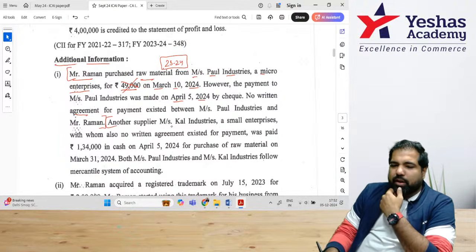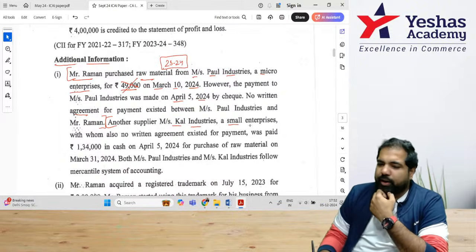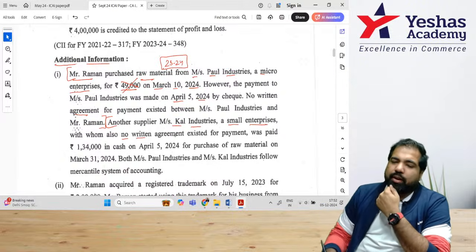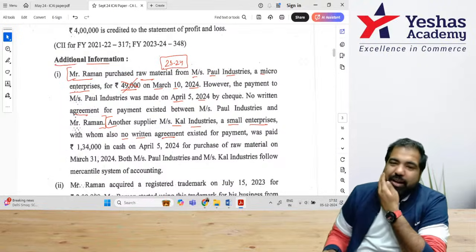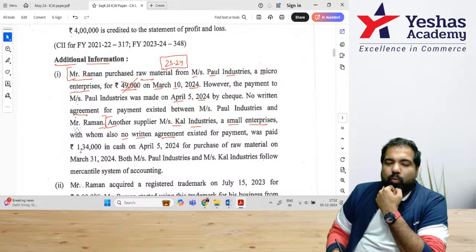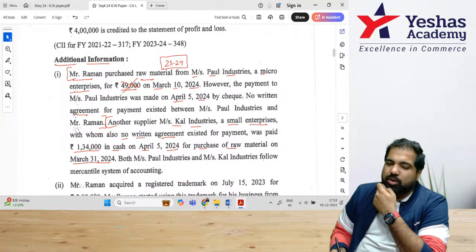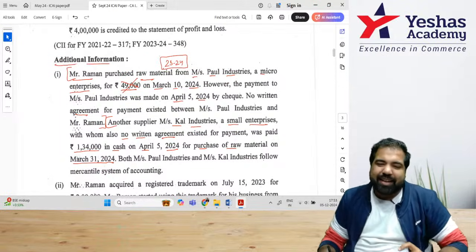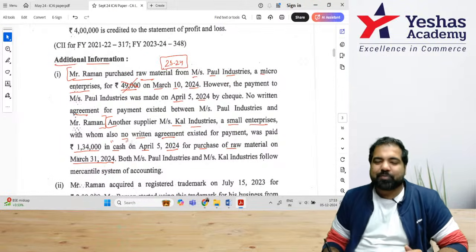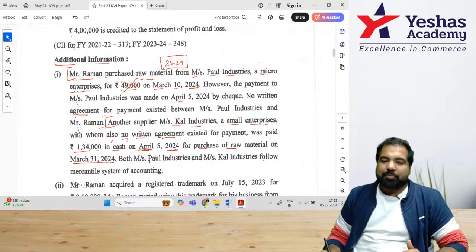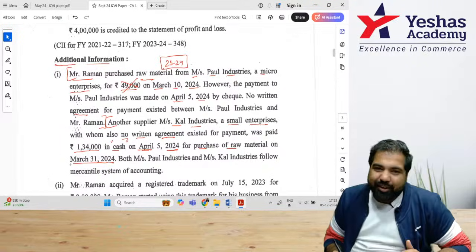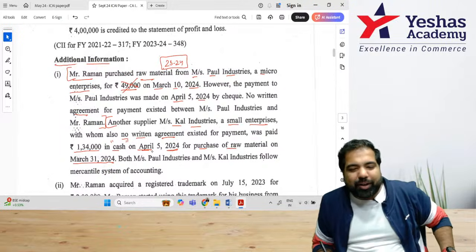There's another supplier called Carl Industries. Again, he's a small enterprise with whom also no written agreement existed. Basically, here also SMS, WhatsApp, email happened. No agreement happened. And here you paid him 1,34,000 in cash on 5th April 2024 for purchase of raw material on 31st March 2024, which is very interesting, except this word cash you have to keep in mind. Did you purchase raw material? Yes, on 5th April 2024. And sorry, you purchased it on 31st March, last day of the year. You paid it also within 15 days.